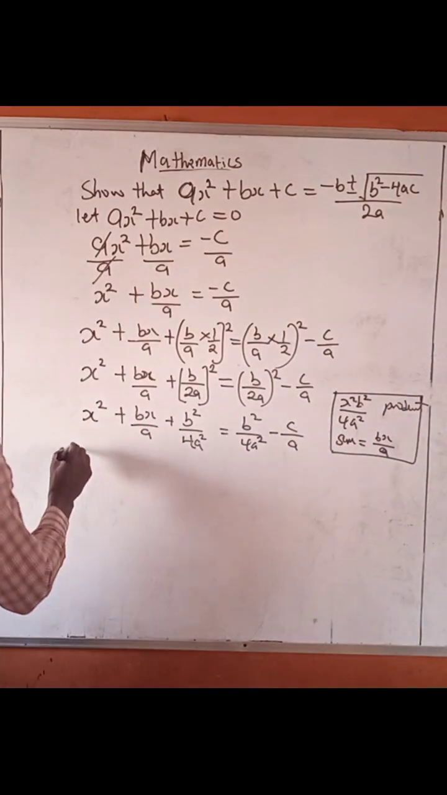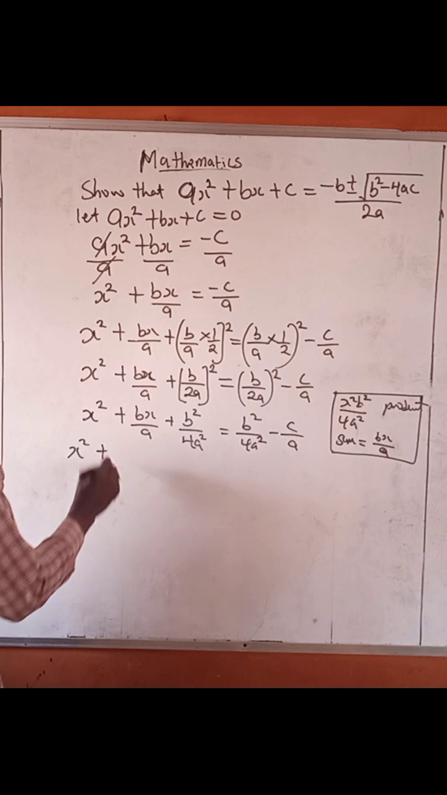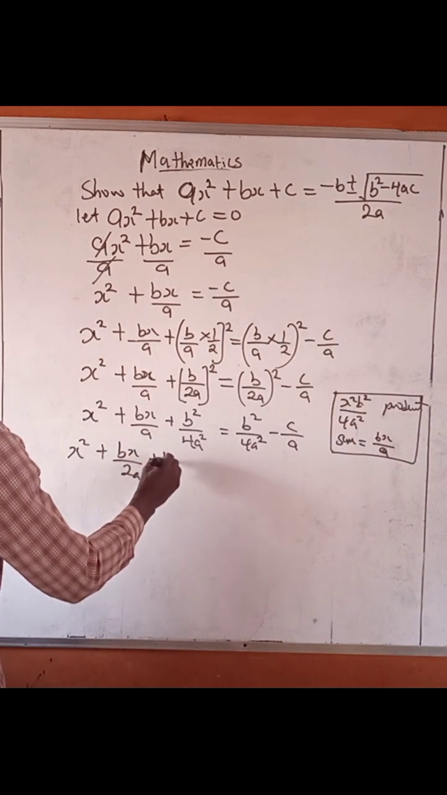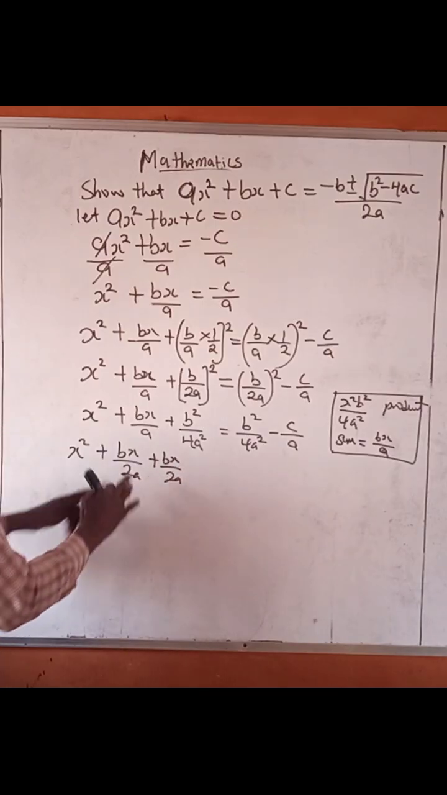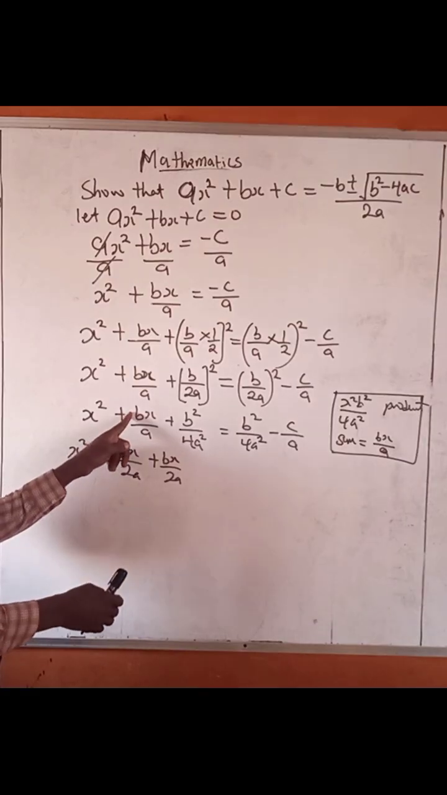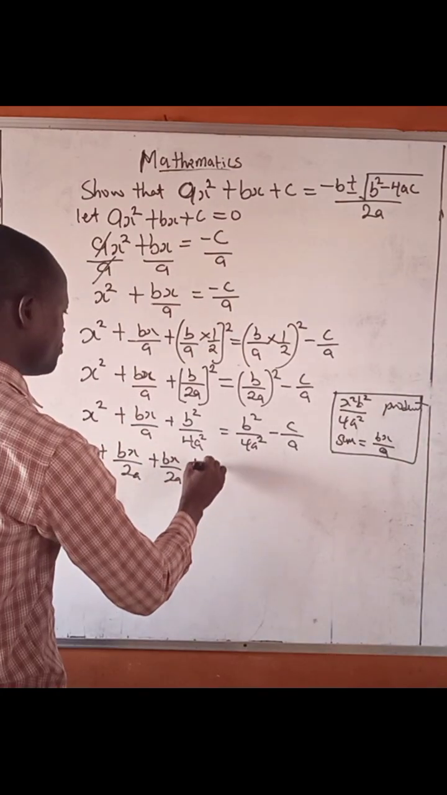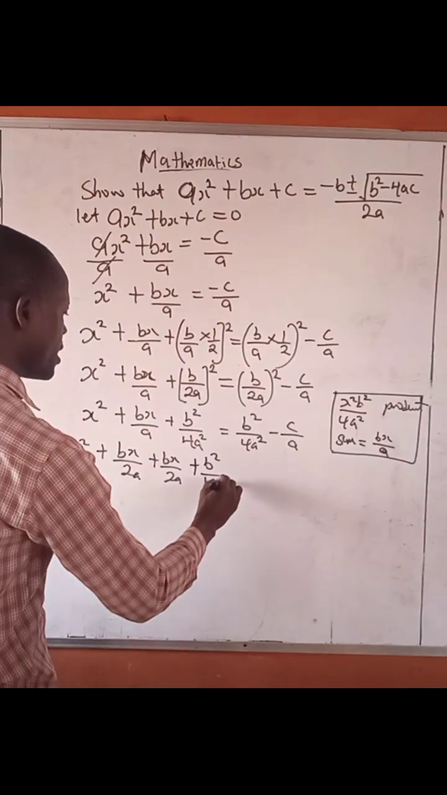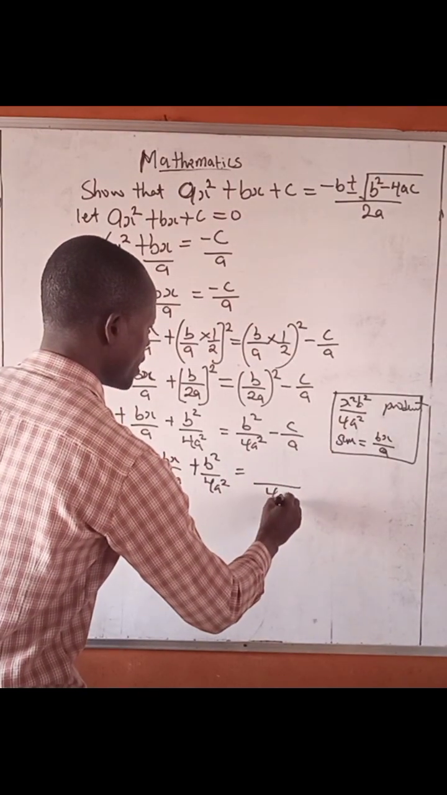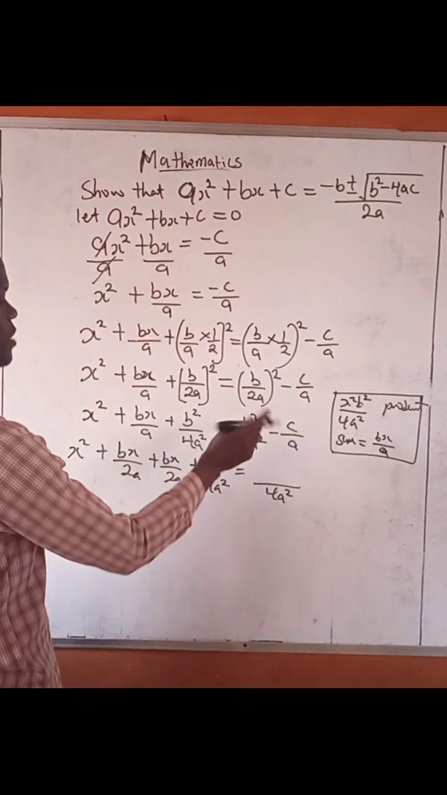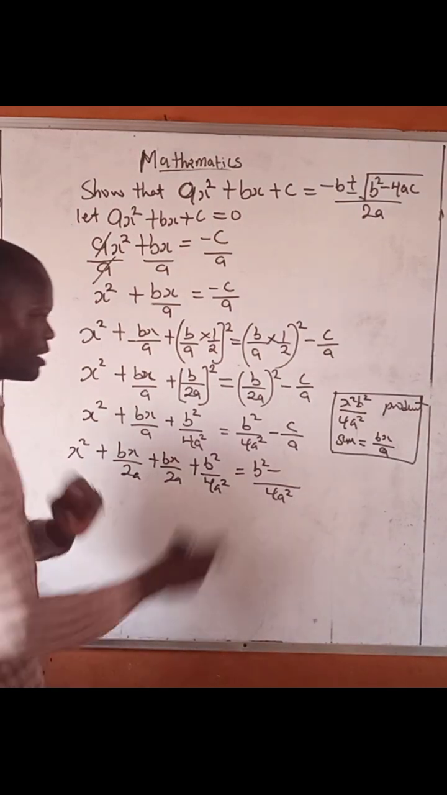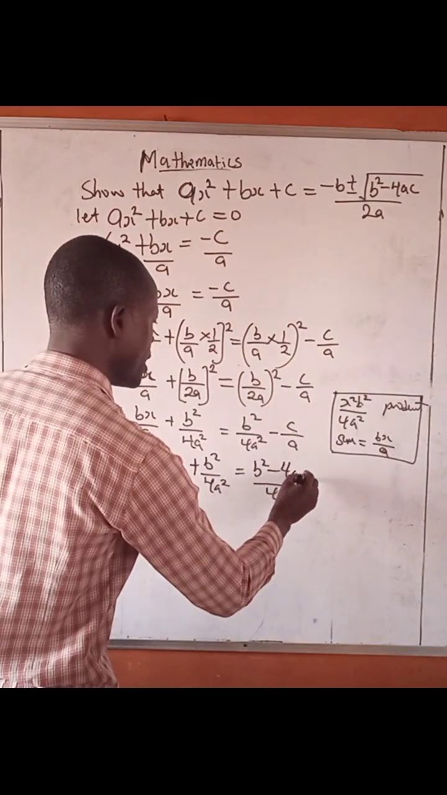And that will be x squared plus bx over 2a plus bx over 2a. Don't forget, if you multiply this, you will have this. If you add it together, it will give us this value. Then plus b squared over 4a squared equal to, what's our LCM here? That is 4a squared. 4a squared will go into 4a squared 1 time, multiply, that will be b squared. a will go here, remain 4a, multiply, that will be 4ac.